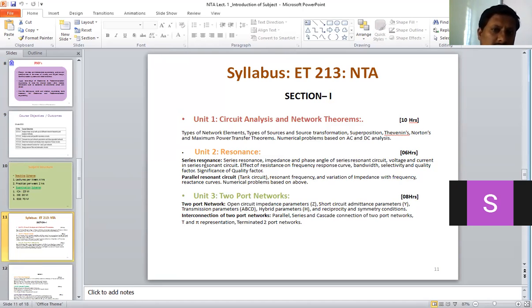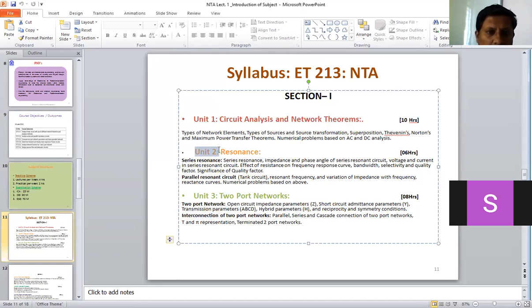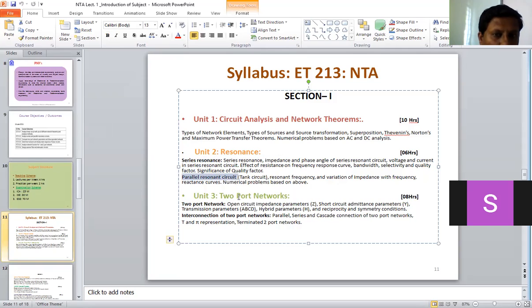Unit number 2 is series resonance and parallel resonance. In it there are two parts: one is series resonance and another is parallel resonance. In series resonance, the linear elements like inductor, capacitor, and resistor, these three are connected in series, there may be a combination, and it will form the series resonance. In the parallel resonance circuit, the inductor and capacitor along with resistors are connected parallel to each other, so that will form the parallel resonance circuit.